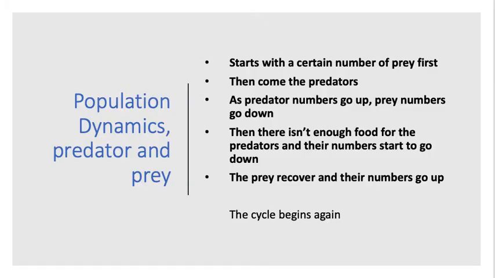So just to summarise that, we start out with a certain number of prey first, then come the predators. As the predator numbers go up, the prey numbers start to go down. Then there isn't enough food for the predators and their numbers start to go down as a result. When the predator numbers get nice and low, the prey start to recover and their number goes up and the cycle begins again.